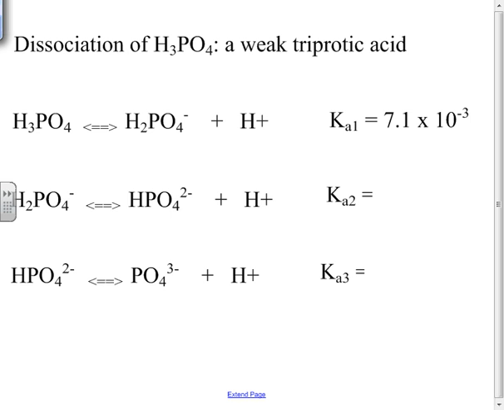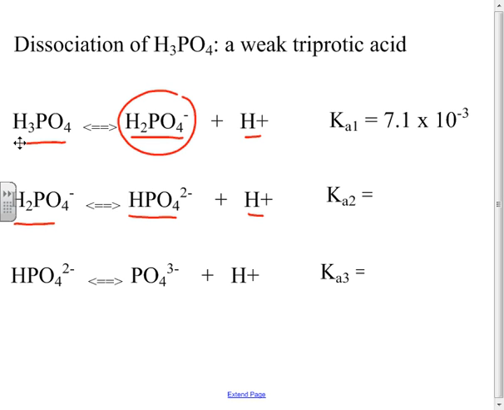If we have a triprotic acid that is weak, such as phosphoric acid, then it will dissociate its hydrogen ions one at a time. So phosphoric acid will dissociate into H2PO4 minus plus a single hydrogen ion. The Ka is going to equal the products over the reactants and is going to have a Ka value of 7.1 times 10 to the minus third. The H2PO4 minus then will dissociate one more hydrogen to form HPO4 2 minus plus a hydrogen.